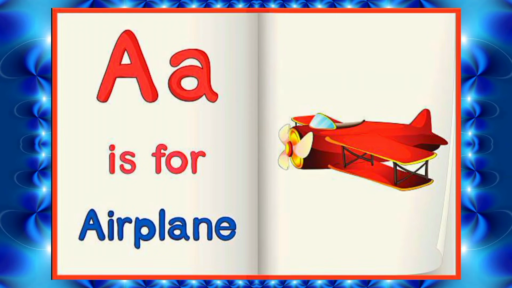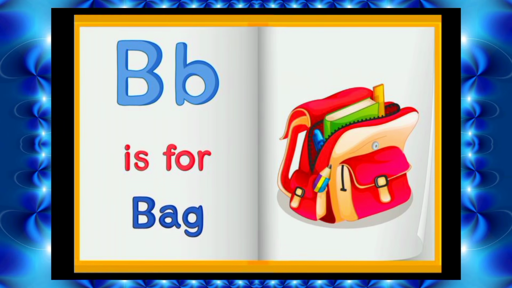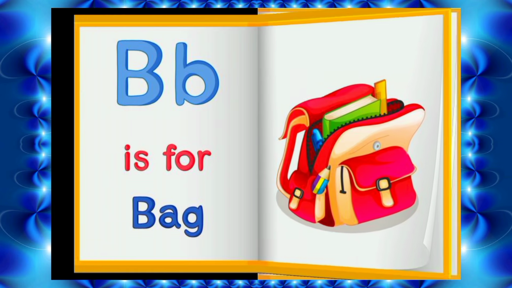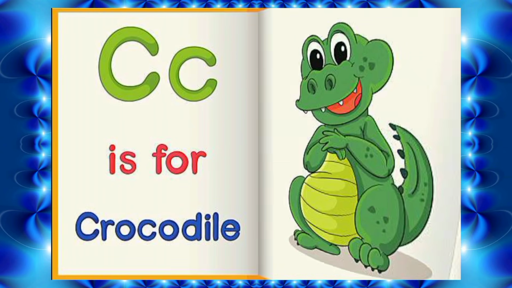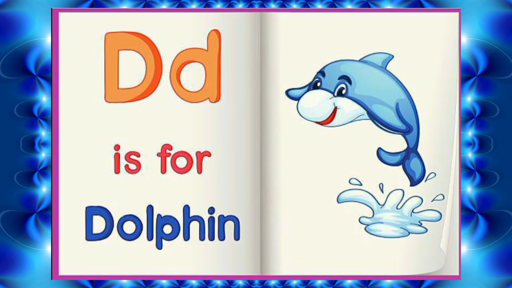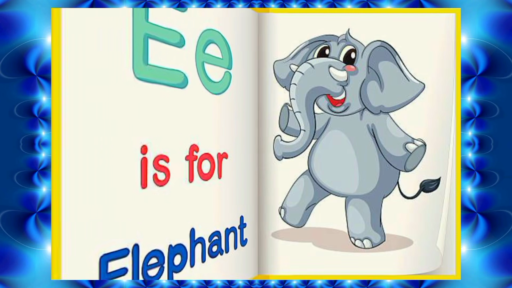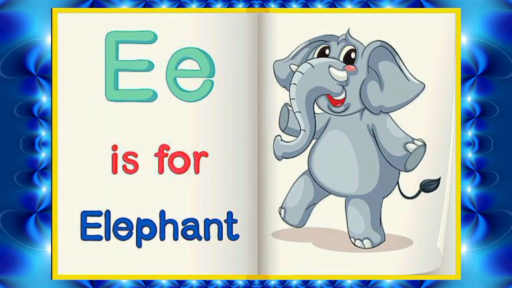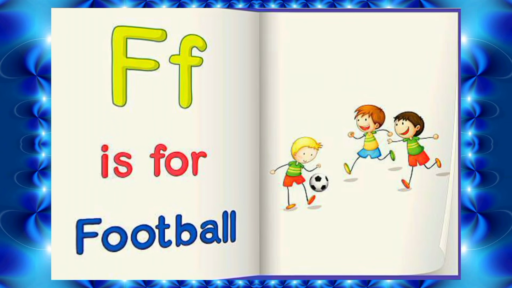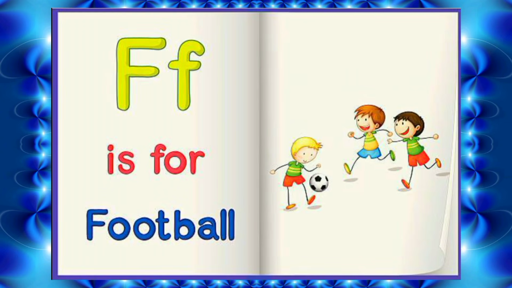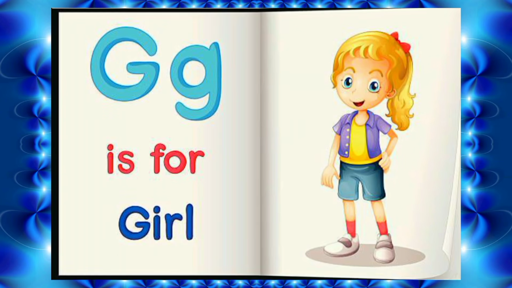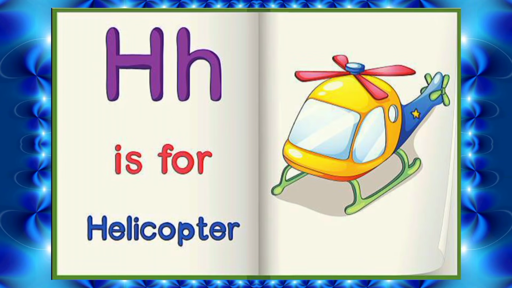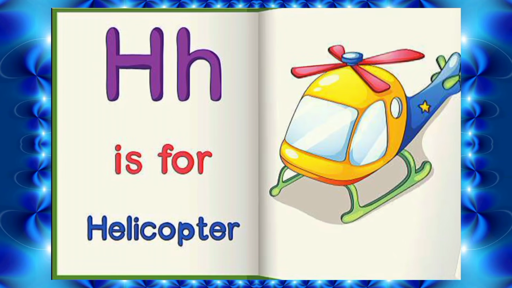A is for airplane. B is for bag. C is for crocodile. D is for dolphin. E is for elephant. F is for football. G is for girl. H is for helicopter.